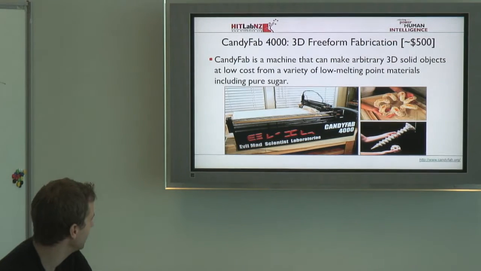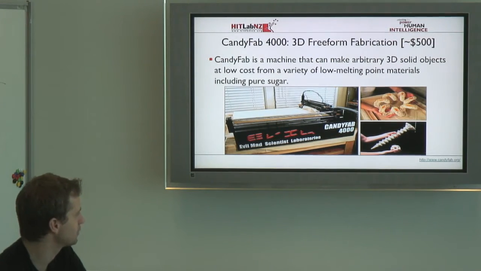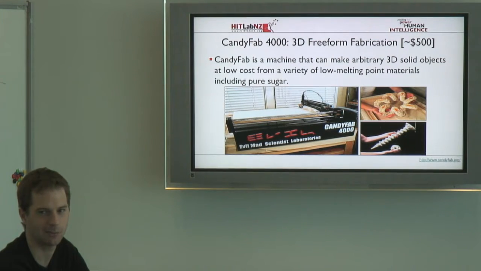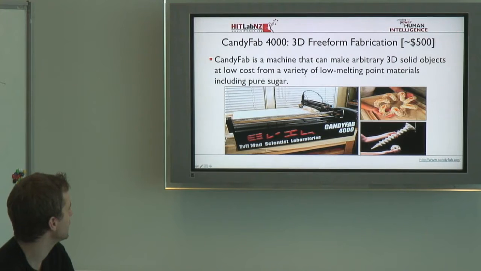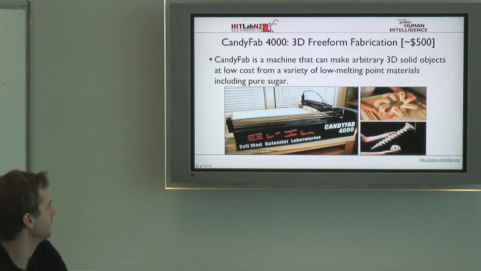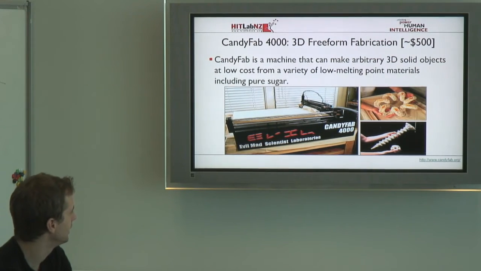There's Candy Fab by Evil Mad Scientist Laboratories, which prints in sugar. When you heat sugar, it caramelizes and sticks together. So you can make arbitrary 3D objects from a variety of low melting point materials, including pure sugar. So here's a massive sugar helix, here's a massive sugar screw and nut. They look a bit rough, but that's what you get when you print in sugar, really.